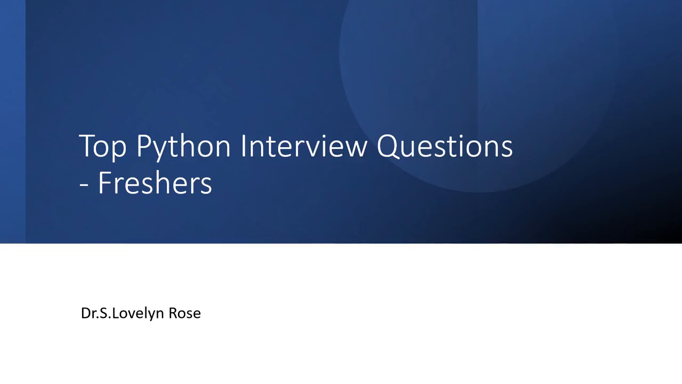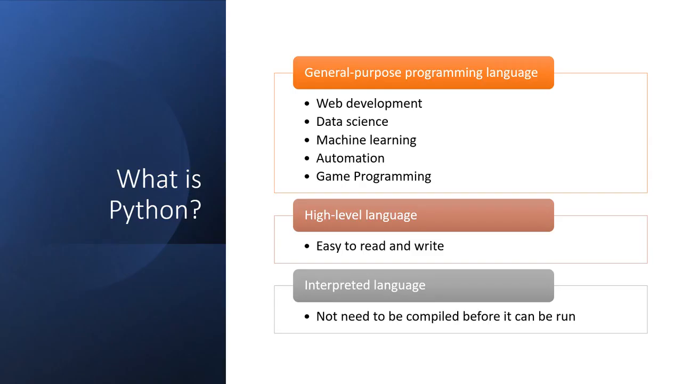In this video, we will see some of the top interview questions asked in Python for freshers. The first question is, what is Python? It is a general purpose programming language. Why do we call it general purpose? It is useful for many purposes like web development, data science, machine learning, automation, game programming.